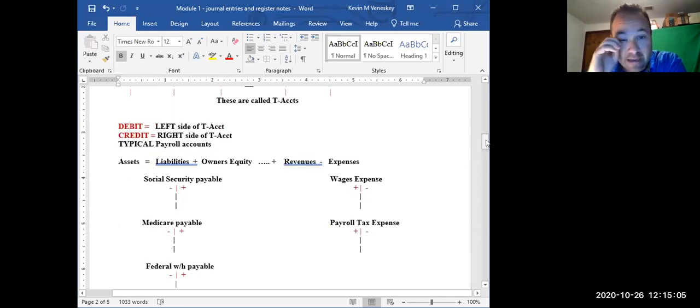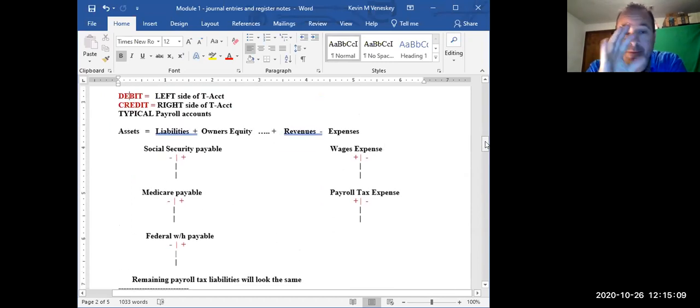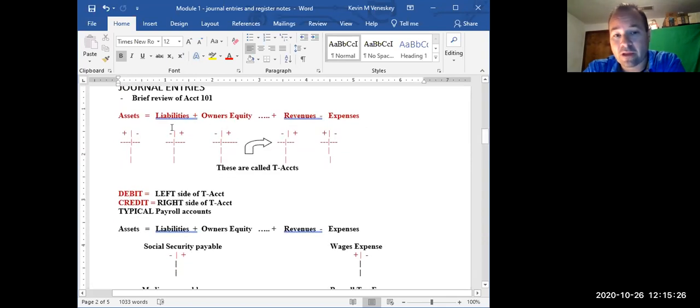I've put on here, and in a minute or two, I'm going to pull up the T account sheet that I have provided for you. But this is going to look like some of the T accounts we're going to use. We're going to have Social Security payable. It's going to look just like our liability account. So all the liabilities are going to look like minus plus.